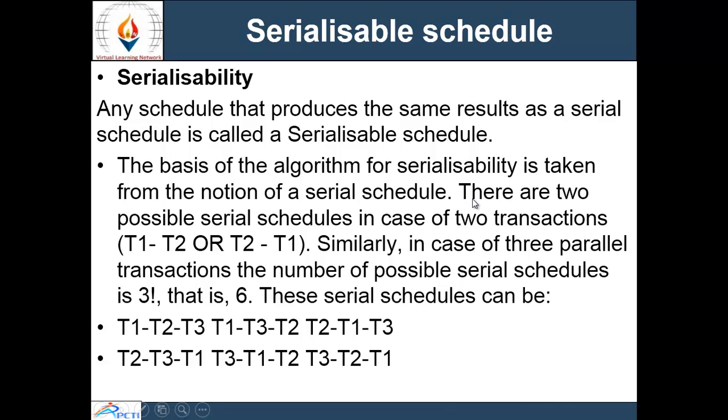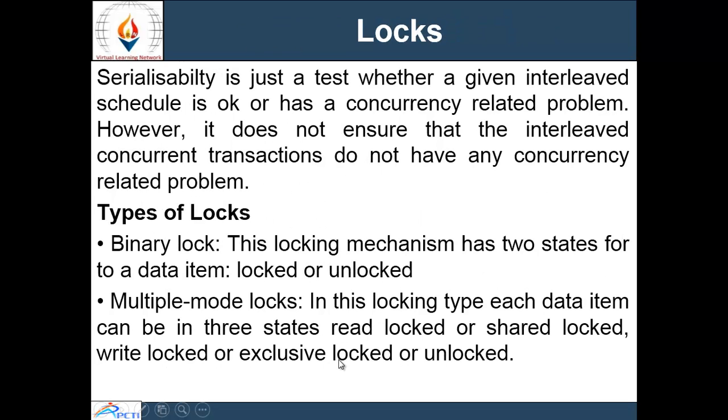If there are two transactions, then the possible serial schedules are T1, T2 or T2, T1. Similarly, in case of three transactions, the number of possible serial schedules is 3 factorial, that is 6. That is T1, T2, T3; T1, T3, T2; T2, T1, T3; T2, T3, T1; T3, T1, T2; and T3, T2, T1. So there can be different schedules according to the number of transactions involved in a particular schedule.